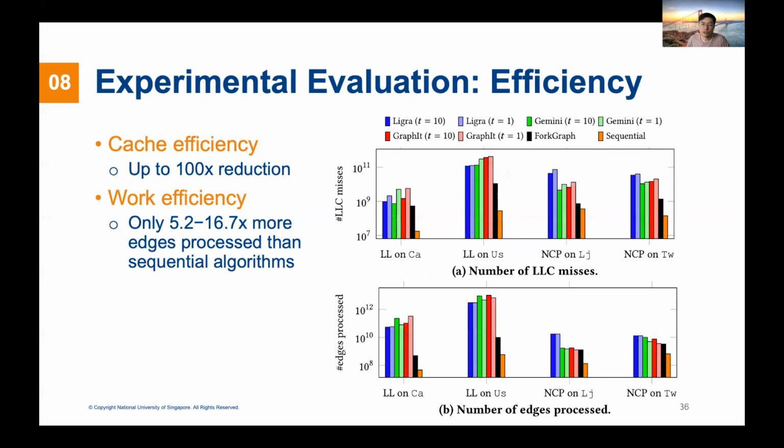In our detailed analysis, ForGraph shows up to a factor of 100 reduction in the number of LLC misses, and it only processes 5 to 16 times more edges than the sequential single-threaded implementations, while other systems process several orders of magnitude more edges. These results validate that ForGraph is both cache efficient and work efficient.